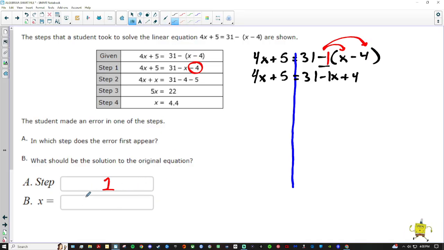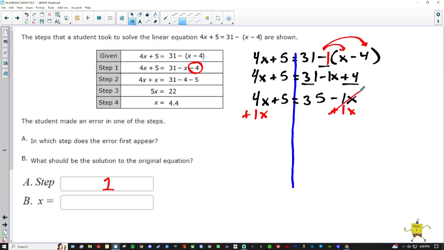But I also need to find the real answer, so I have to keep going. So now I look to combine like terms. These are not like terms. I drop them down. On this side, 31 and 4 are like terms, so I combine them. 31 plus 4 is 35 minus 1x. Now I get all my variables on the left. Add 1x to both sides. This is gone. 4x plus 1x is 5x.